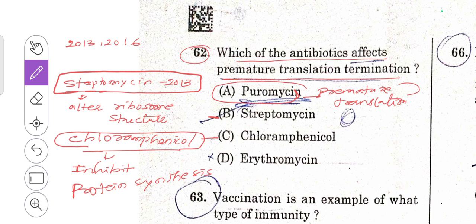So these are some of the inhibitors of protein synthesis, as protein synthesis takes place continuously in bacteria, where the 70S ribosome is present. So in order to inhibit protein synthesis, these are some of the antibiotics which are helpful. So 62 is the right answer, that is puromycin.